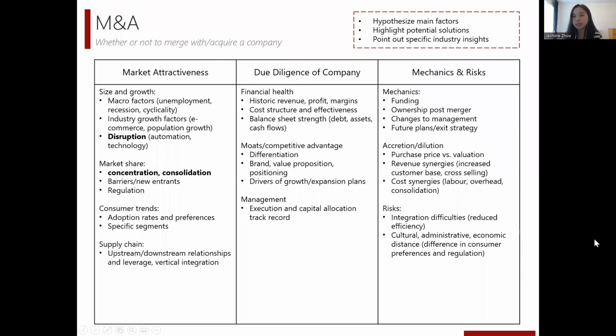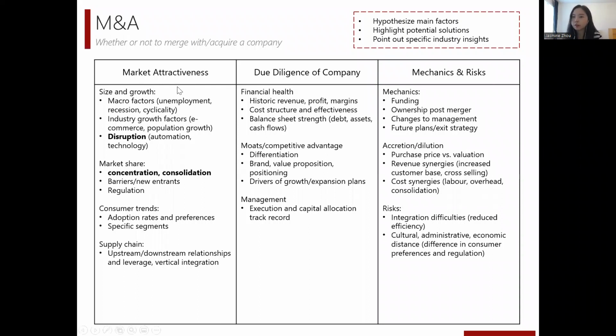The next type of case is merger and acquisition cases. So whether or not to merge with or acquire another company. And for this type of case, it's, I think, probably the most different from the All-Star framework, just because this is a more specific type of case. So you will have to use a more specific or tailored framework.